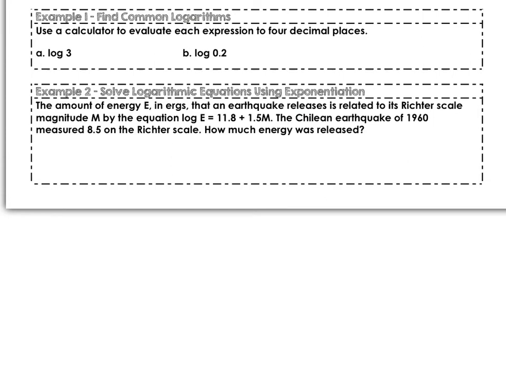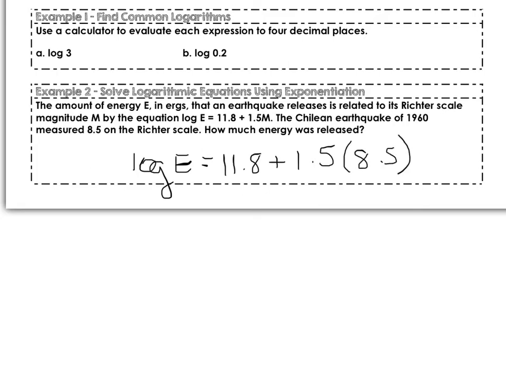All right, so example 1, I'm just going to ask that you learn how to type logarithms into your calculator and check your answer with the textbook. Example 2, we have an equation. Log of E is equal to 11.8 plus 1.5m, and we're given an m of 8.5. So on the right-hand side of my equation, I'm just going to start simplifying. 11.8 plus 1.5 times 8.5 is equal to 24.55.